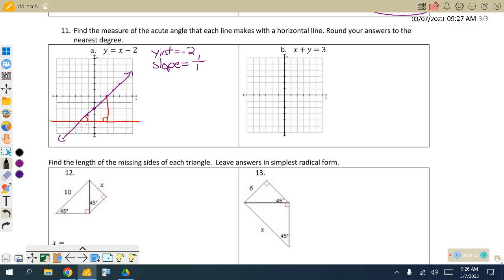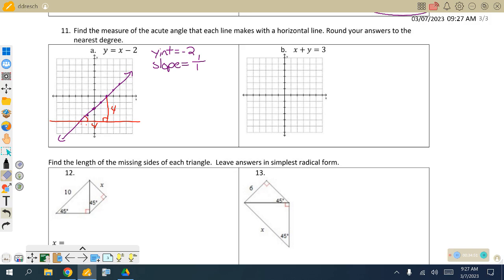What's that length? 1, 2, 3, 4, 5. And what's that vertical leg? Did I count right? I did not count right, did I? 1, 2, 3, 4. My bad, I did not count right. Try that again. That's a length of 4. And what's the vertical leg? 1, 2, 3, 4. Okay.